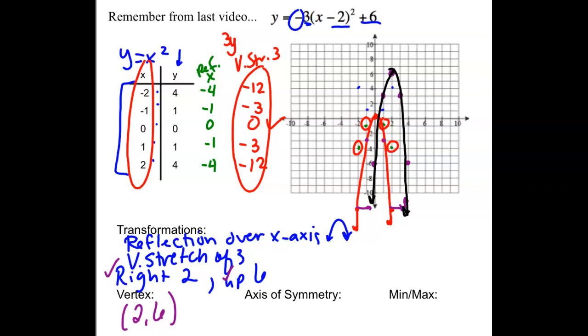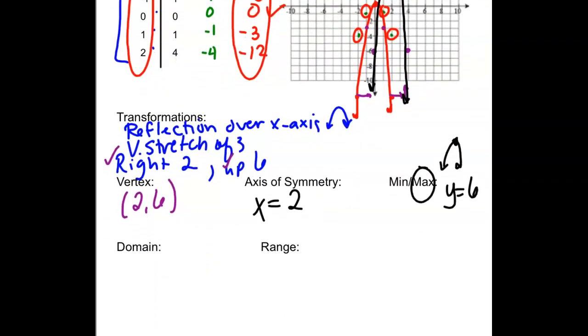All right, my axis of symmetry goes right through the vertex. So in this case, I would have x equals 2. Because it's turned upside down, I have a maximum point. My maximum right now is up here at 6. And notice that all of my y values are underneath that. My parabola is going down from there. So my range will be that y has to be less than or equal to 6. And if you remember from yesterday, we said domain is always all real numbers.